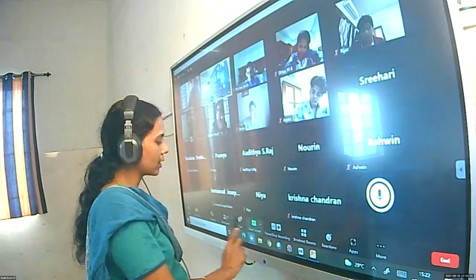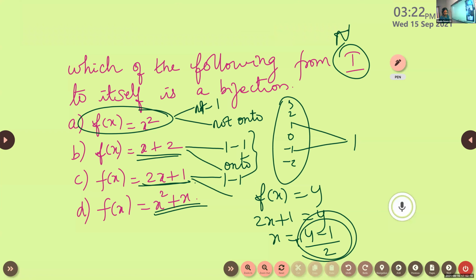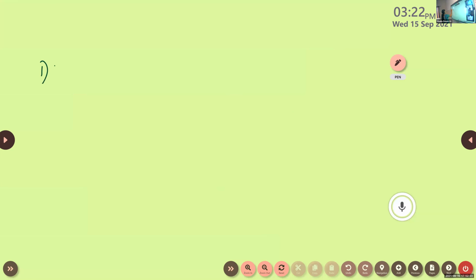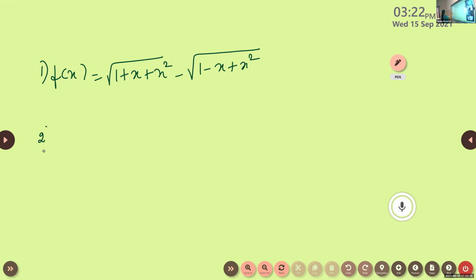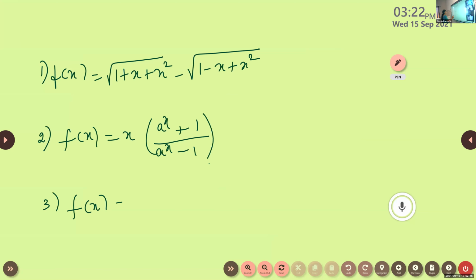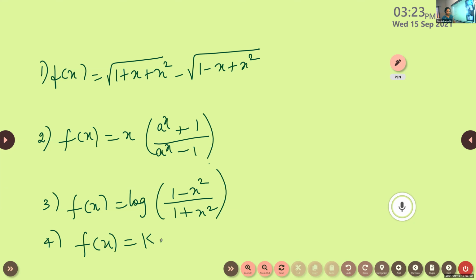Right. The next one. Which of the following is an odd function? First one, f of x is equal to root of 1 plus x square minus root of 1 minus x plus x square. Second one, f of x is equal to x into a raised to x plus 1 by a raised to x minus 1. Third one, f of x is equal to log of 1 minus x square by 1 plus x square. Fourth one, f of x is equal to k, where k is a constant. Which of the following is an odd function? Yes, make it fast.